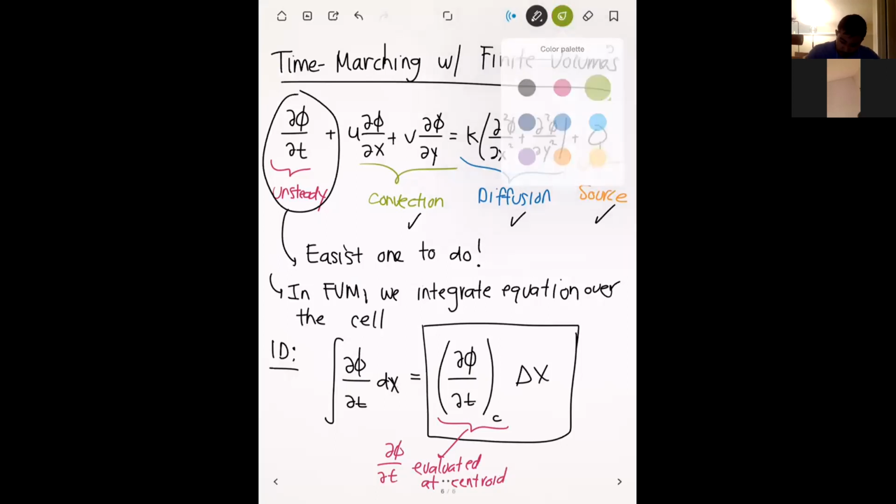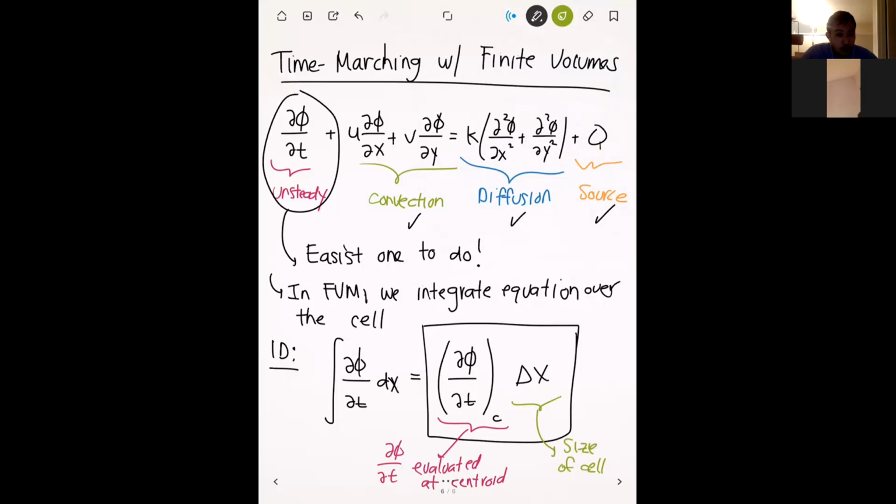Where this delta x is just the size of the cell. We're dealing with just a 1D case for now, and so our cell just has a length. But I'll show you the 2D version on the next page, and you'll see that we're just multiplying by the area of the cell. Any questions on this so far?